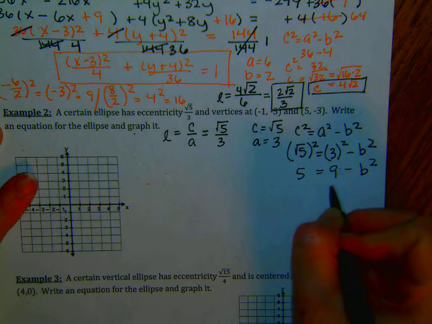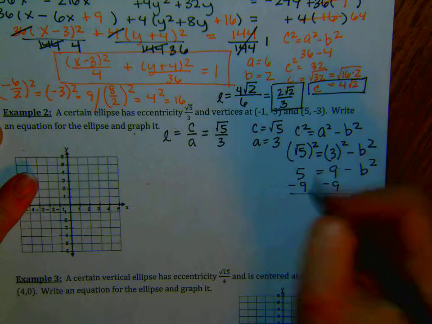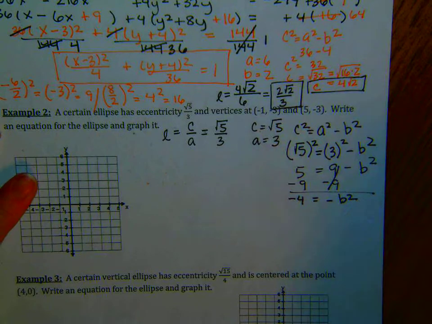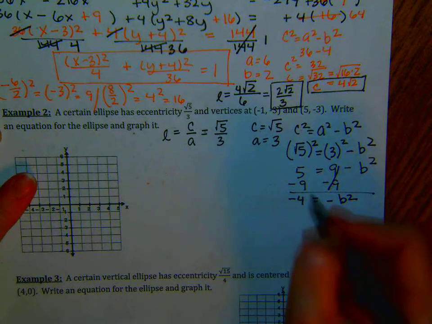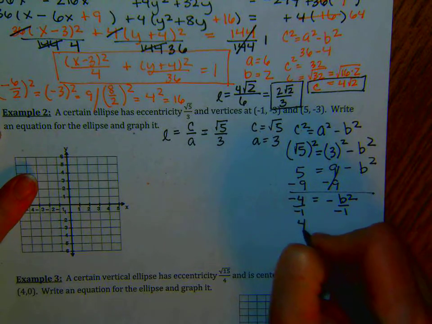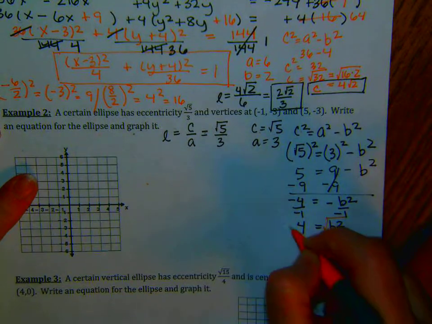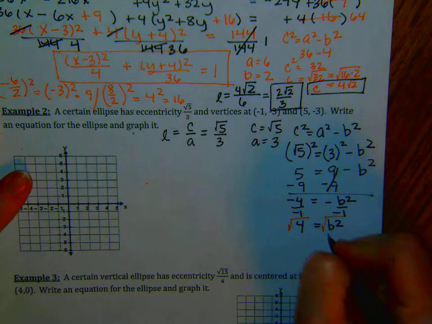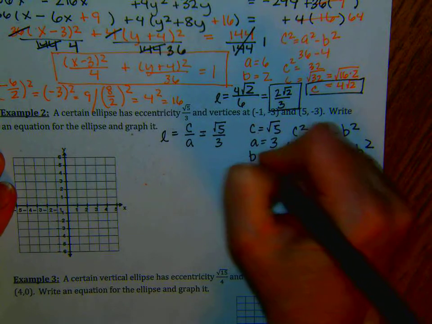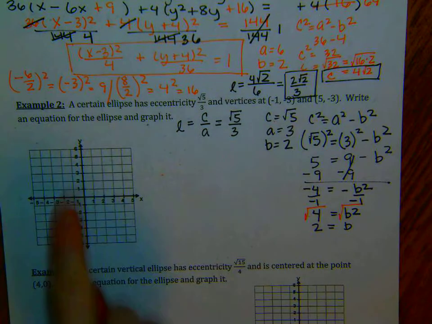Now I'm solving. Subtract 9 from both sides. This is going to be negative 4 equals negative b squared. Well, I'm just going to divide by negative 1 on both sides. That becomes 4 equals b squared. Now I'm just going to take the square root of both sides to get b equals 2. Okay, so now I have all of my numbers. So what do I know? Let's now graph the points that we have.